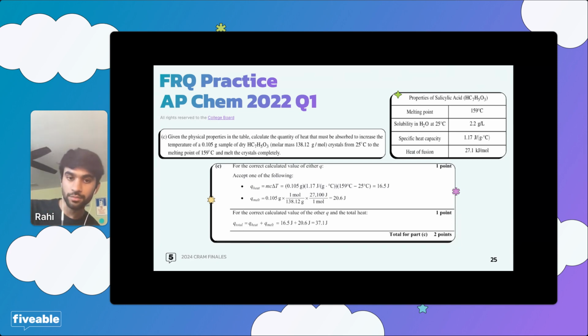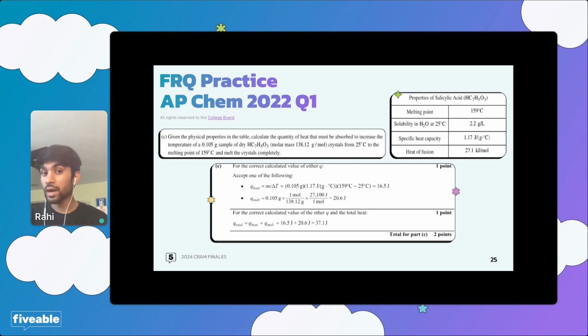We're going to use our MCAT equation. Our M is mass in grams. Our C is the specific heat capacity, and our delta T is our change in temperature. So we're going to just plug and chug, right? Our mass is 0.105 grams. Our C is 1.17 joules per gram Celsius. And our change in temperature is final minus initial. Remember that, not the other way around. Our final is 159 degrees Celsius, and our initial is 25 degrees Celsius. Do our calculations, we get 16.5 joules.